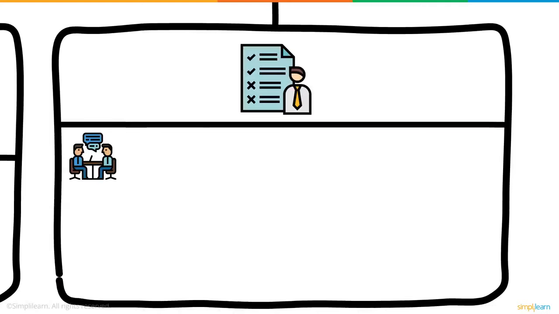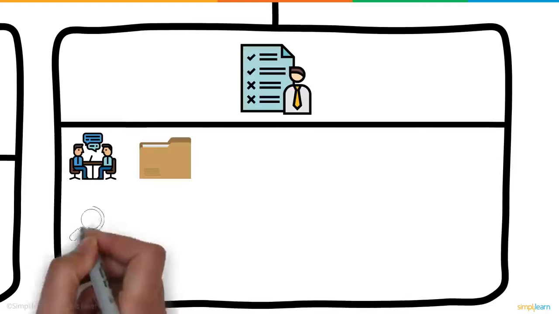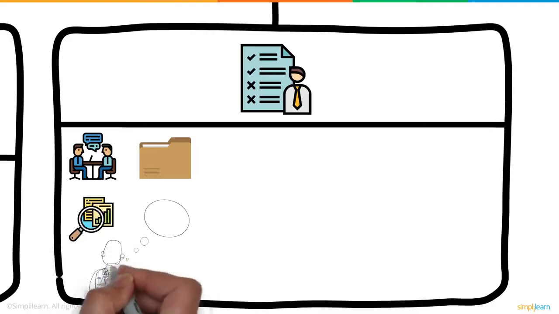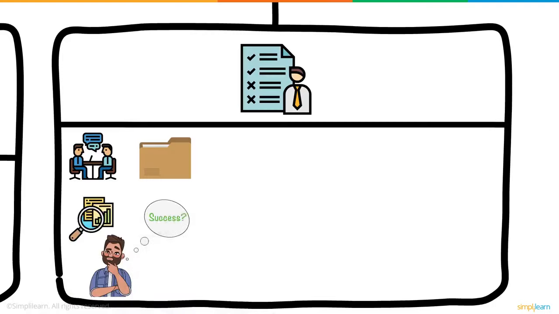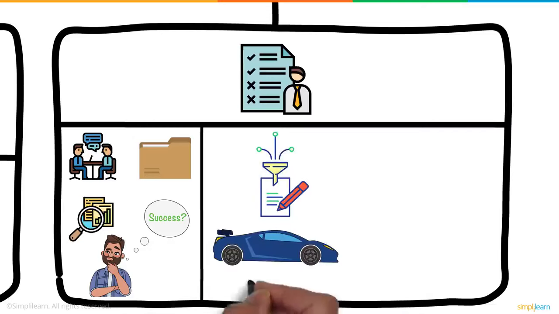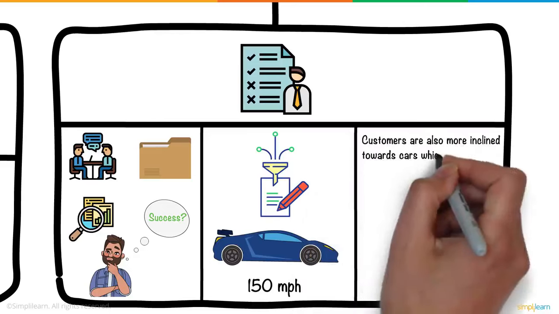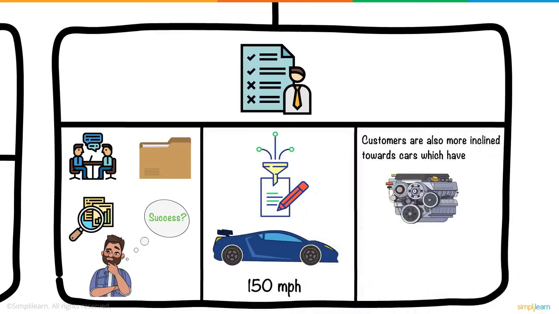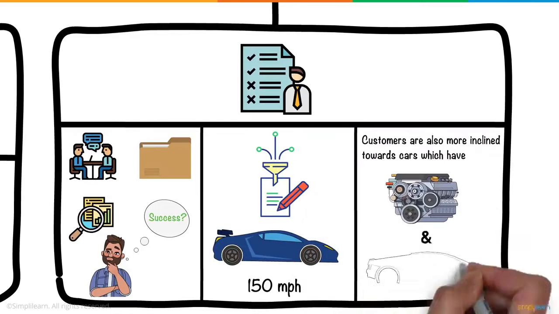Based on inputs from customers, historical data, and industry research, you determine what you need to ensure your car becomes a success. The data collected indicates customers are drawn to cars which can achieve more than 150 miles per hour. Customers are also more inclined towards cars which have V6 engines and an aerodynamic frame.